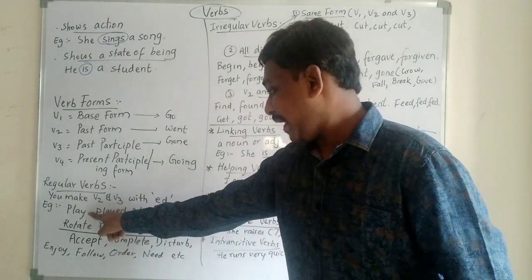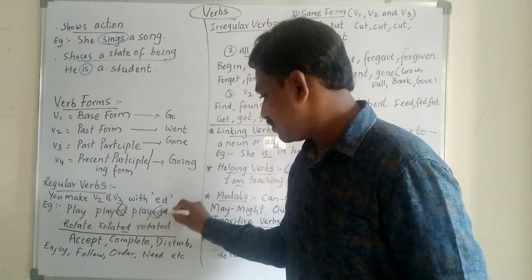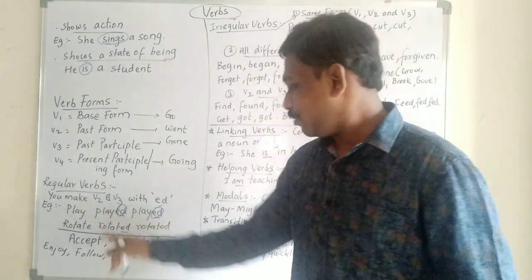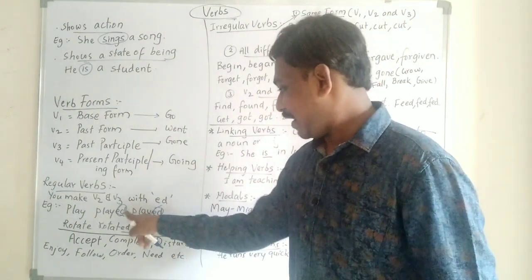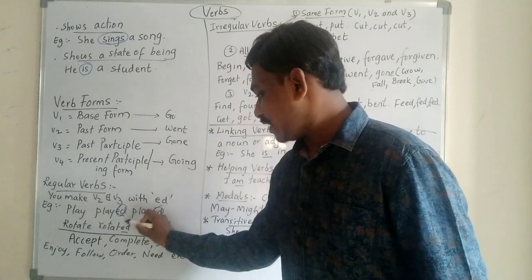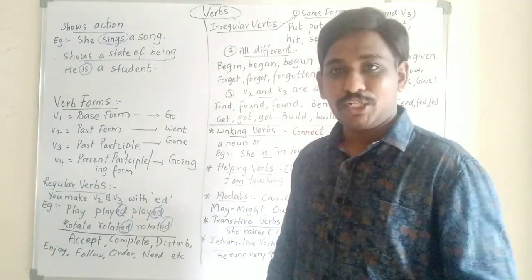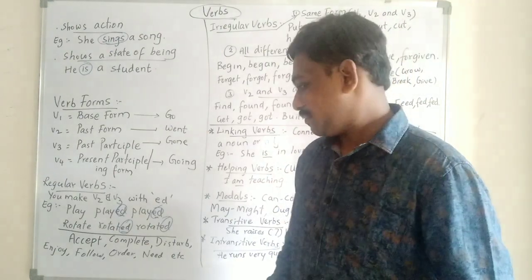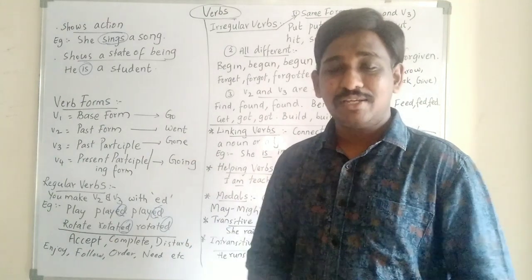See here, play, played, played, playing. How did you make V2 and V3? You added ed. You added ed here, you added ed here. Rotate, rotated, rotated, rotating. What did you do? You added ed. Some more. Accept, accepted, accepted, accepting.